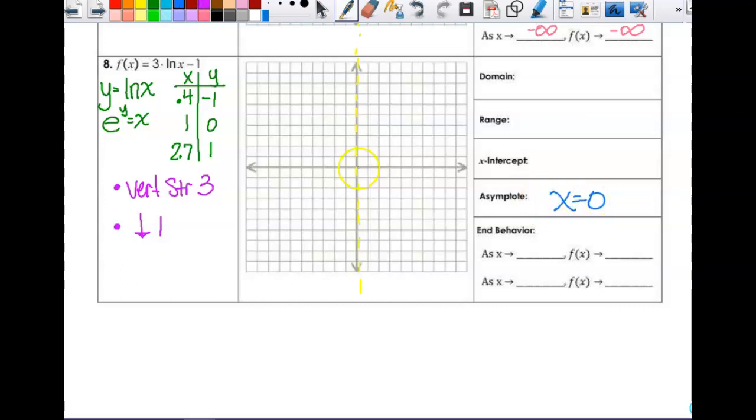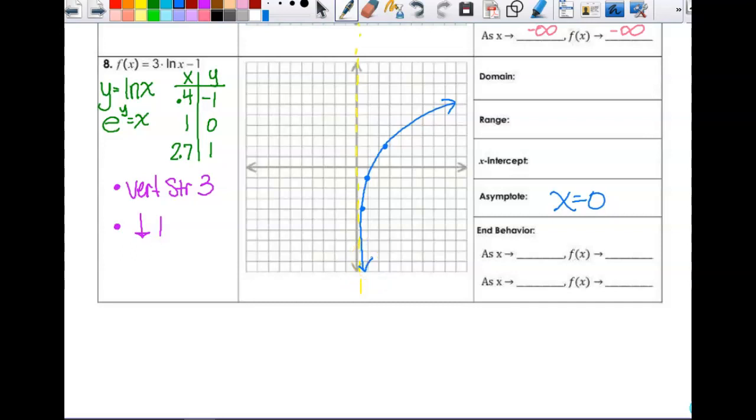Now I'll use my anchor points. So I go to 0.4, -1, right here. Vertical stretch by 3, that becomes -3. Then I go down 1, right about there. Then 1, 0. Vertical stretch by 3 doesn't go anywhere, and then I go down 1. Then about 2.71. Vertical stretch by 3 gets me to 3. Then I go down 1. It's about right here. So that's what I've got.